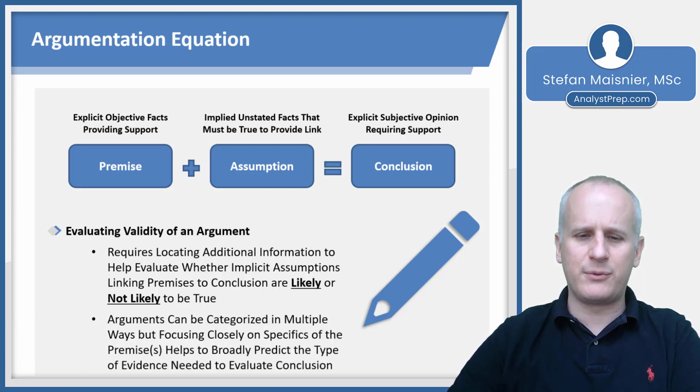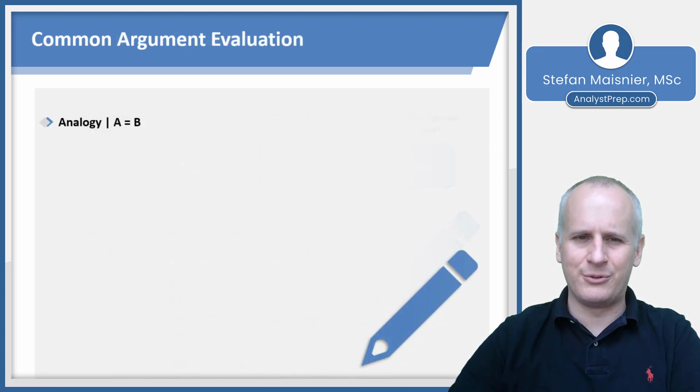And your arguments, of course, can be categorized in multiple ways, but by focusing closely on the specifics of the premises, you might be able to more specifically predict, and broadly predict, kind of do both simultaneously, categorically, we'll say, predict the type of evidence needed to evaluate that conclusion.